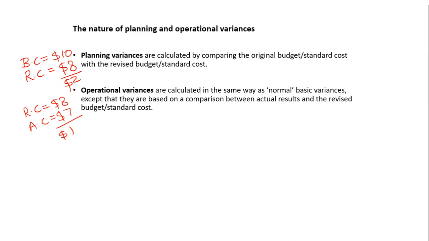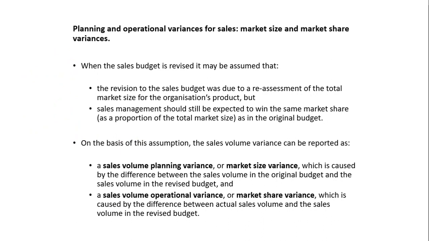So basically, the variance is nothing new. It is simply splitting a variance between what is controllable and what is non-controllable. Whatever is controllable is an operational variance. Whatever is beyond your control, that is a planning variance. Now, we can basically calculate a planning and operational variance for any variance that exists over there because, like I said, it's simply splitting between controllable and uncontrollable.